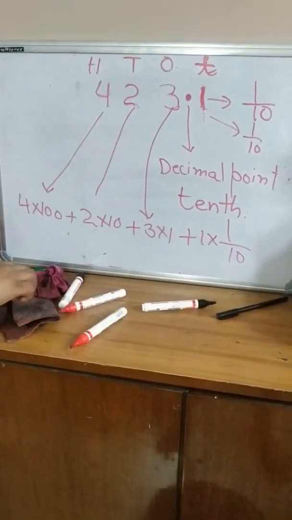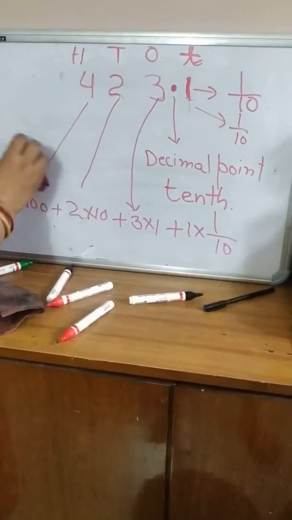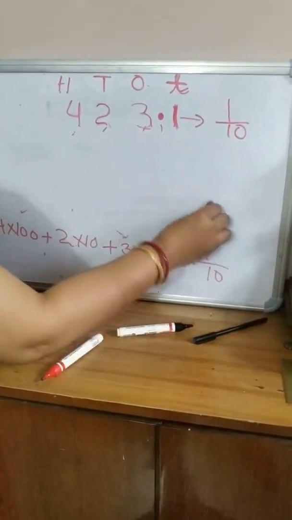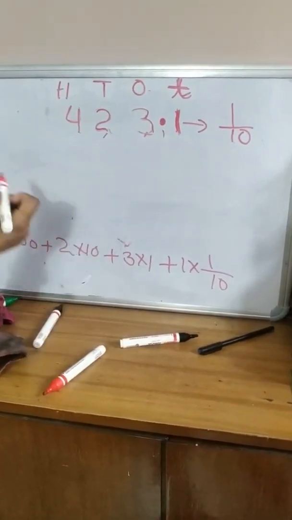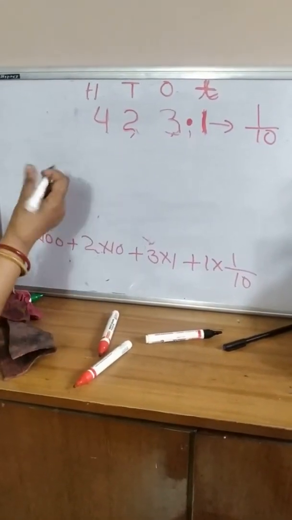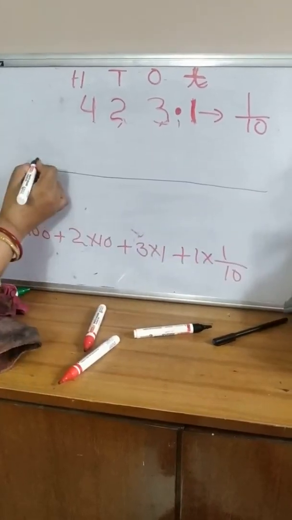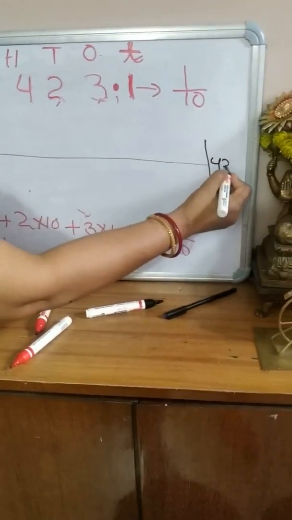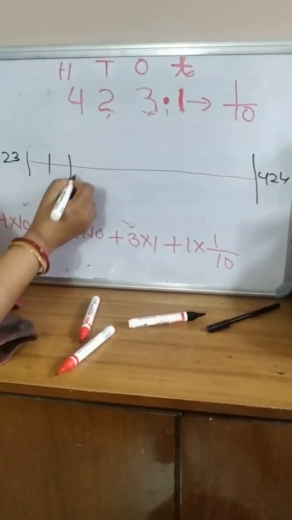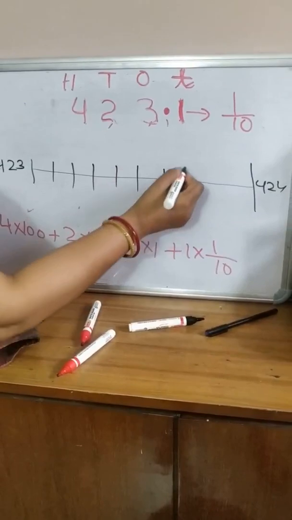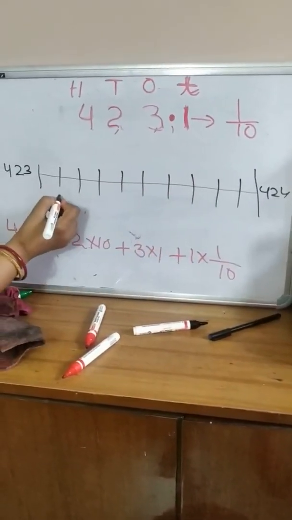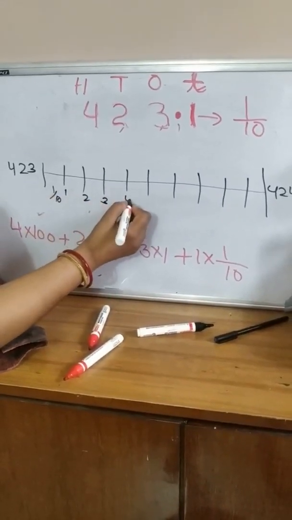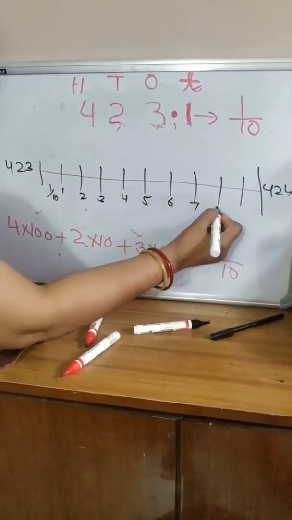Now let us see. So here all of you see. This is 423 and this is 424. Now 1, 2, 3, 4, 5, 6, 7, 8, 9, 10. Now this is 1/10. This is 1, this is 2, this is 3, this is 4, this is 5, this is 6, this is 7, this is 8, this is 9, this is 10.